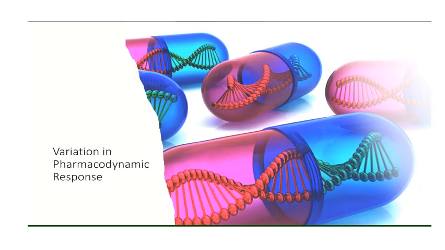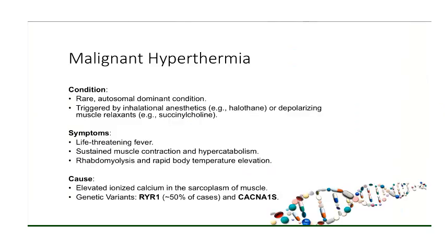Variation in pharmacodynamic response. Malignant hyperthermia is a rare but severe adverse drug reaction triggered by certain anesthetics, such as halothane, or muscle relaxants like succinylcholine. It causes a dramatic increase in body temperature, sustained muscle contractions, and rhabdomyolysis due to elevated calcium levels in muscle cells. While the most common cause is a variant in the RYR1 gene, other genetic loci such as CACNA1S are also implicated.